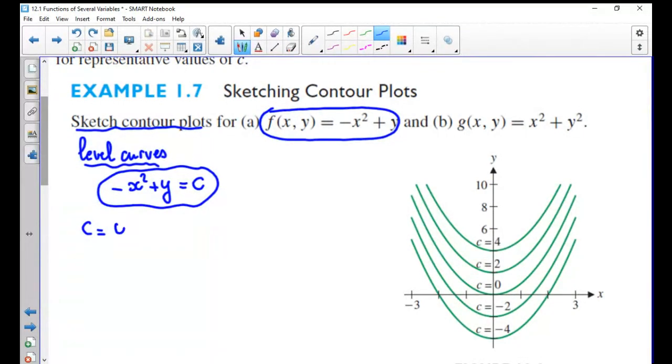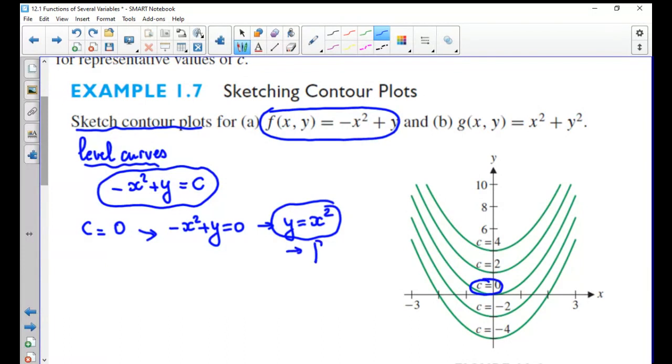For example, when c is equal to 0, we get minus x squared plus y equal to 0. So we get y equal x squared, which is a parabola. Yeah, you can see it here. And you graph the parabola. So that is one level curve.